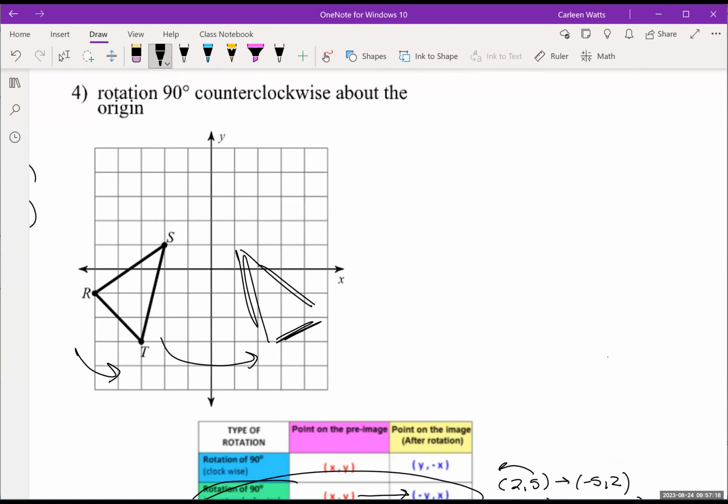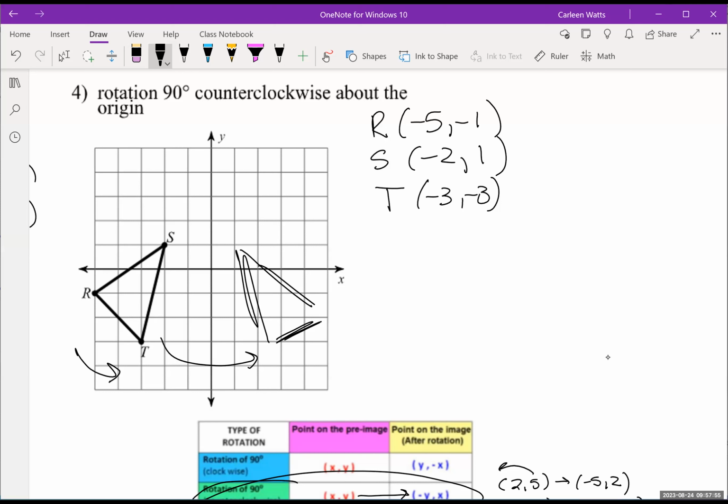So let's write the coordinates. We have R is (-5, -1), S is (-2, 1), and T is (-3, -3). Okay, check my, yeah, I am off a little, huh? It was a very rough sketch. Okay. Everyone check me, because sometimes I miss negatives too. (-5, -1), (-2, 1), (-3, -3).